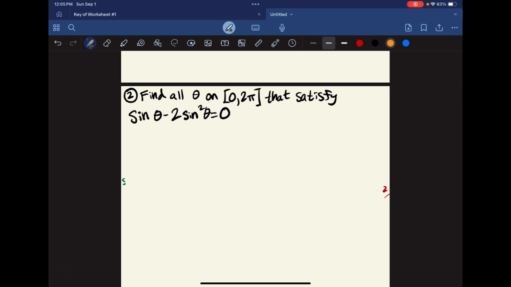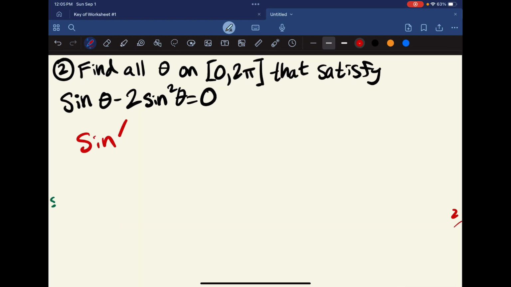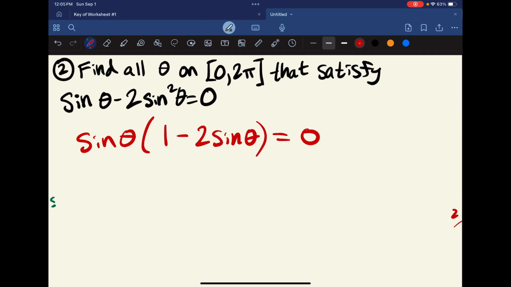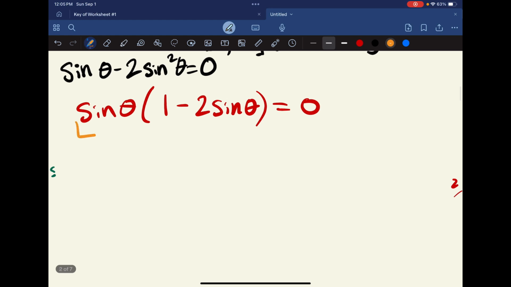Okay, so for this one, we're going to find all theta on the interval 0 to 2 pi that satisfies sine theta minus 2 sine squared theta equals 0. So you just start out by factoring out a sine, right? So this can be sine theta times 1 minus 2 sine theta equals 0. You just factor 1 out. So now you've got 2 terms that could potentially equal 0, and if either one of them equals 0, then this whole left side equals 0. So anything that makes either one of these 2 terms equal 0 is going to be a zero.